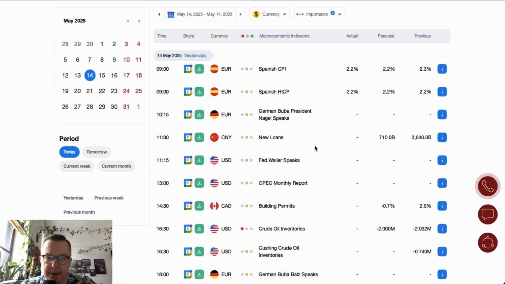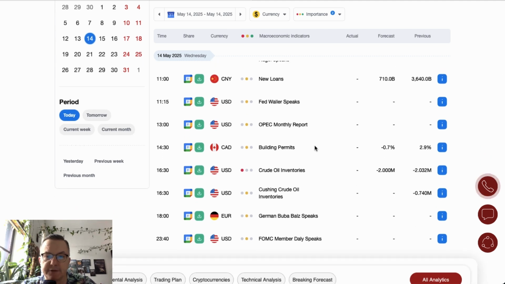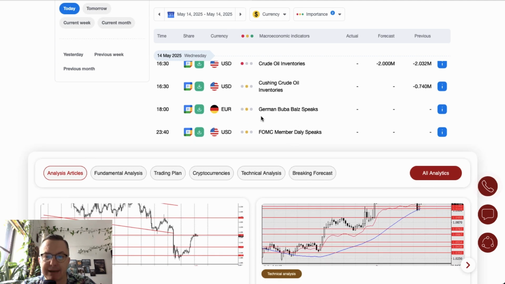German Buba President Joachim Nagel will give a speech at 10:15. Then we have the new loans from China, and at 11:15 we have Fed's Powell to give a speech. OPEC monthly report at 1 o'clock, building permits from Canada at 2:30, and then we got crude oil inventories from the US scheduled for release at 4:30, together with the Cushing crude oil inventories. German Buba Balz will give a speech at 6 o'clock, and then 20 minutes to midnight, FOMC member Daly will give a speech.